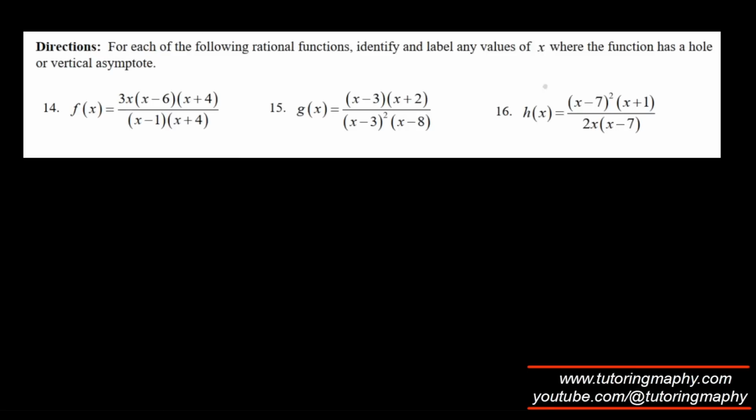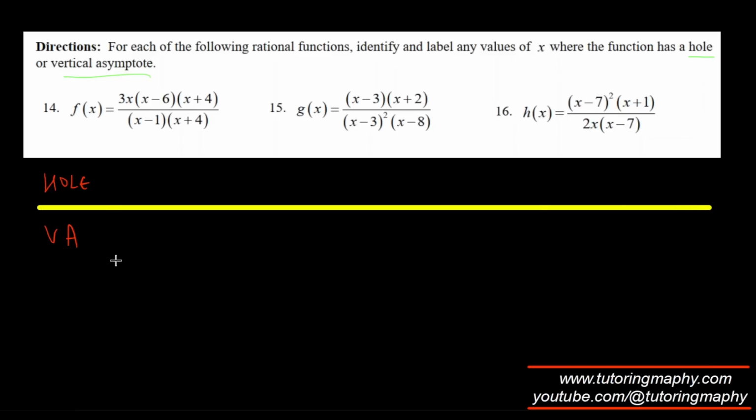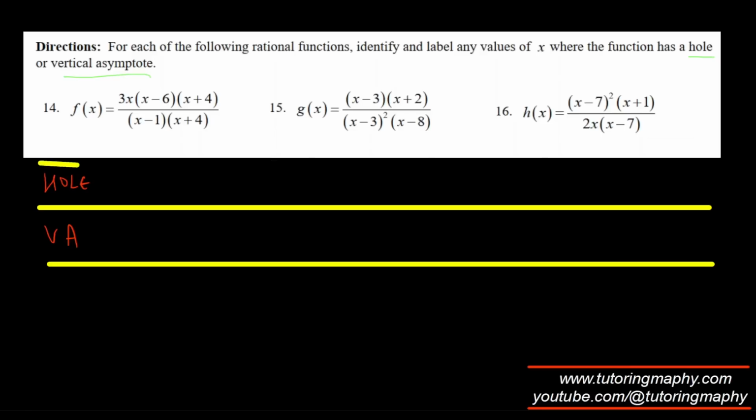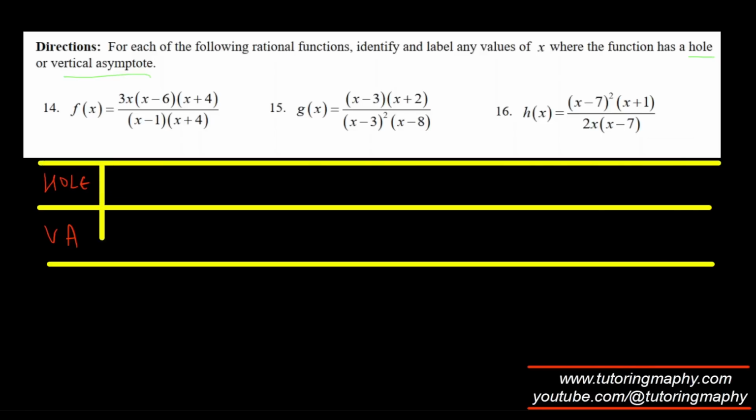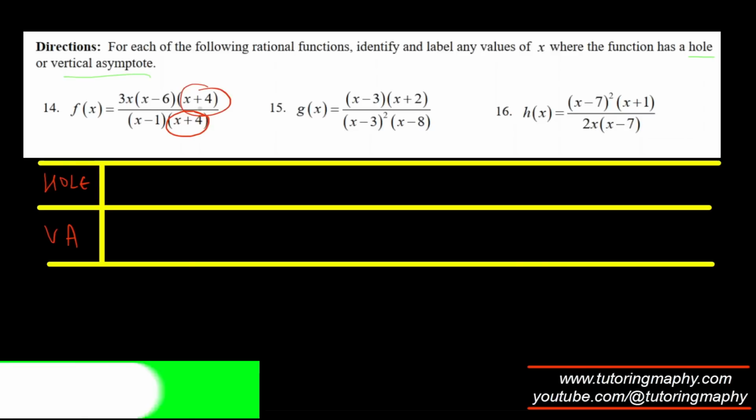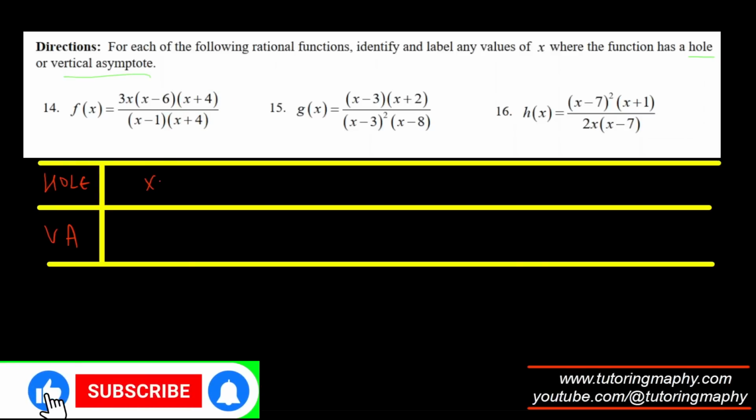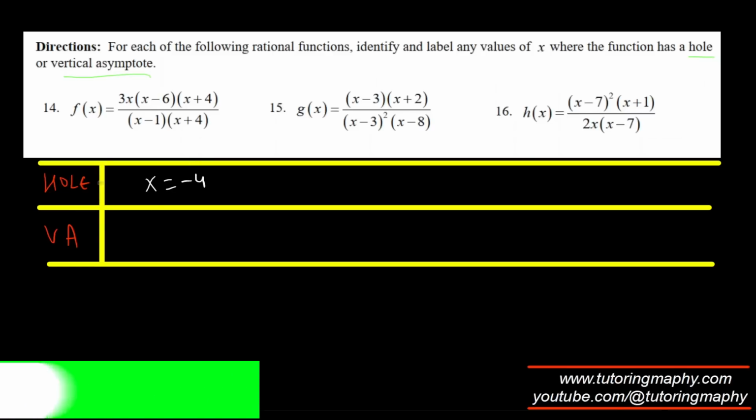Okay, we need to figure out where it has a hole and where it is a VA. All right, so let's do that. This is hole, this is VA. Okay, it's all about paying attention to the degrees of the factors. All right, for the first one, let's see what is common. I think x plus 4 is common and of the same degree, so definitely that is a hole. So x is equal to -4. And is there a VA? Yes, definitely there is a VA.